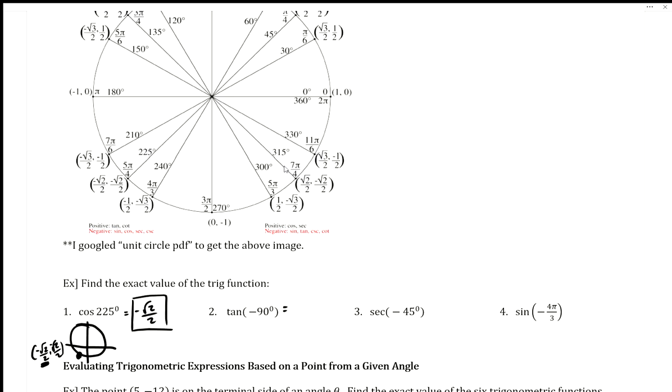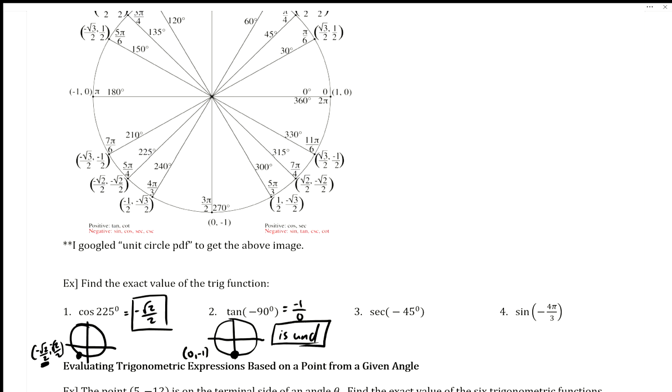Tangent of negative 90, still just drawing out the quick unit circle. Remember, negative angles are going clockwise along the circle. So if we go clockwise, negative 90 would put us down on the negative y-axis. That terminal point is 0, negative 1. Remember, your tangent function is your y-coordinate divided by your x-coordinate, but 0 in the denominator means this will be undefined. So we would just say this is undefined.